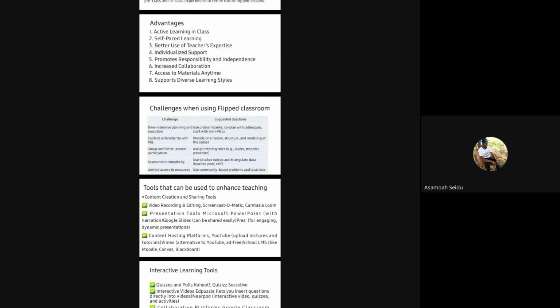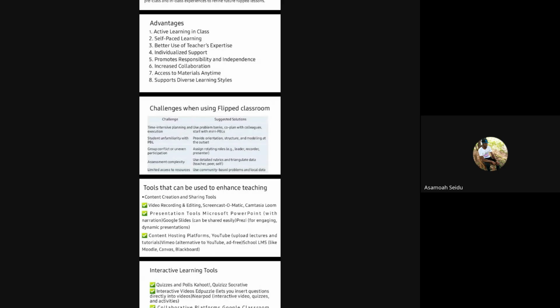And then there's limited access to resources. It happens in flipped learning and in PBL. You can let students go and research for themselves. But in the secondary school, where are they going to get the phone to watch videos or to read about it? So you can use community-based problems and local data. If they have an ICT room, you can let students use it. If there are resources in the community that students can use, you can go and ask for them so that the students will use them, and that will make learning effective.